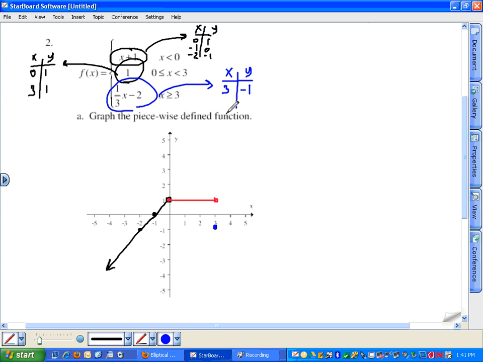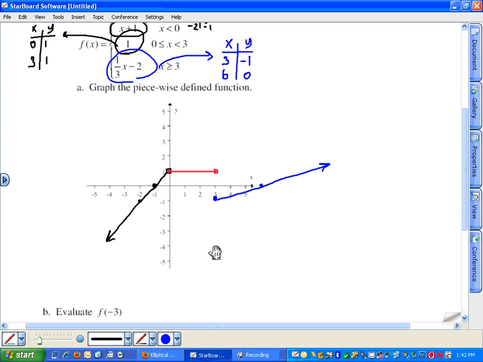Now, the next value of x I choose just needs to be greater than 3, so it could be 4 or 5 or anything greater than 3, but because we need to take 1/3 of that x value, I'm going to choose 6. It's easy to take 1/3 of 6. 1/3 of 6 is 2. 2 minus 2 is 0, so 6 comma 0. And there's our piecewise function.